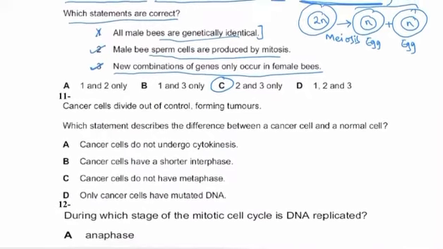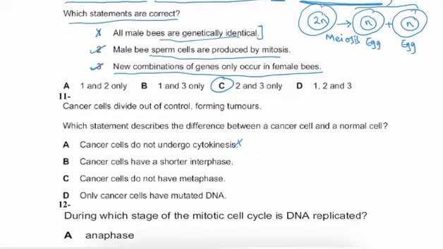Question number 11 or MCQ number 11. Cancer cells divide out of control, forming tumors. Which statement describes the difference between a cancer cell and a normal cell? Cancer cells do not undergo cytokinesis. No, they do. They do undergo cytokinesis. And this is the case with a normal cell as well.